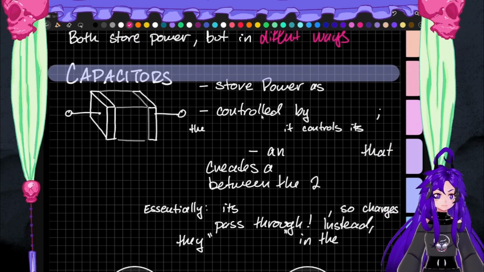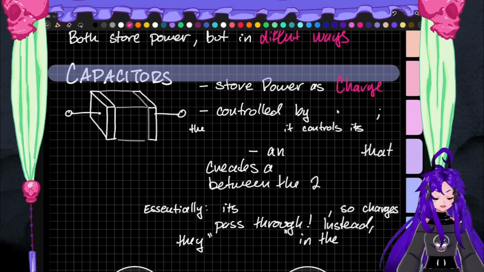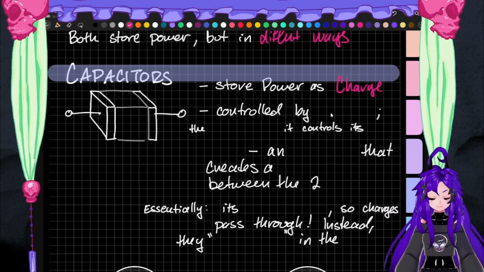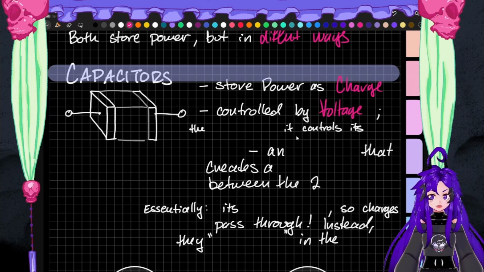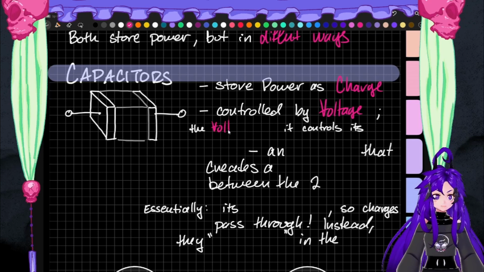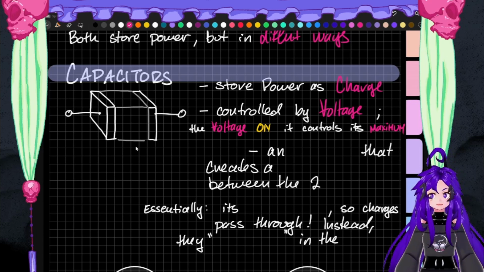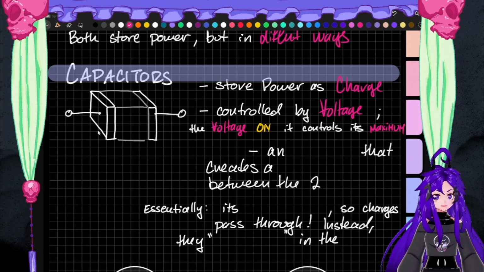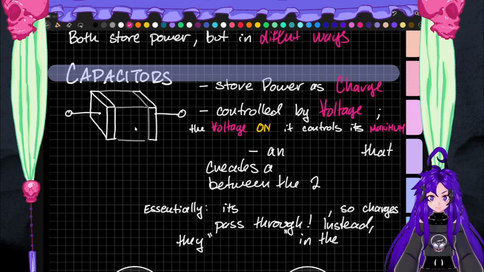So capacitors store power as charge. Okay, we can kind of vibe with that, right? They are controlled by voltage. So the voltage on the capacitor controls its maximum. So what that means is that a voltage connected to it is the most voltage a capacitor can hold, okay?